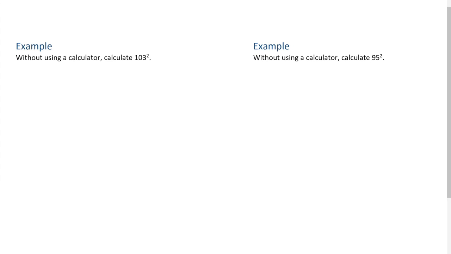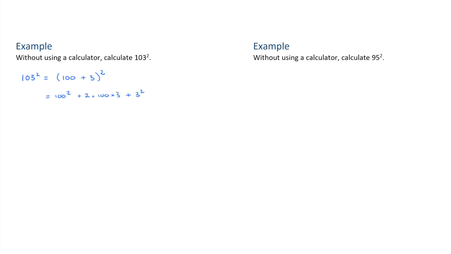Okay, so here we have two examples. The first one, we're asked, without using a calculator, to calculate 103 squared. The first thing to notice here is that we can say that 103 squared is equal to (100 + 3)². Now we can use our perfect square formula for (a+b)² and say that this is the same thing as 100² + 2 × 100 × 3 + 3².